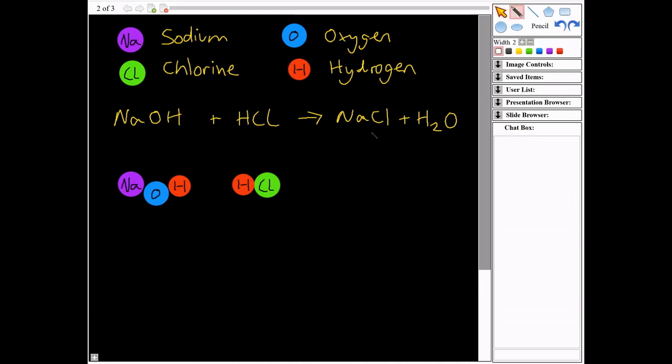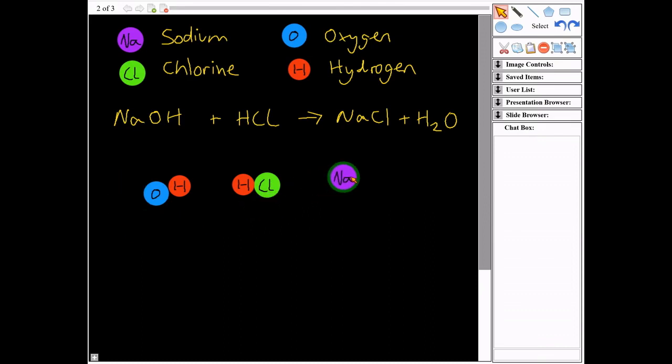Now, when we have a chemical reaction, what happens is the bonds, or what's holding these atoms together, break, and the atoms rearrange themselves in a different way. So this equation is telling me that the sodium, the oxygen, and the hydrogen react with the hydrogen and the chlorine. This is called hydrochloric acid. This is called sodium hydroxide. They react together and they make these other things, which is called sodium chloride, and H2O you probably know is called water.